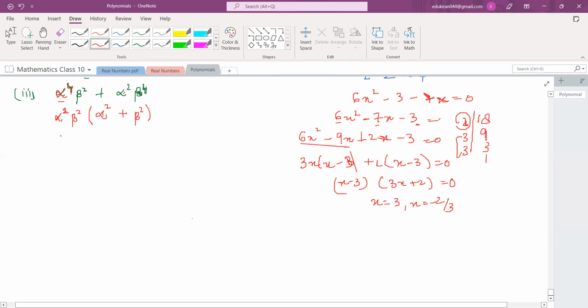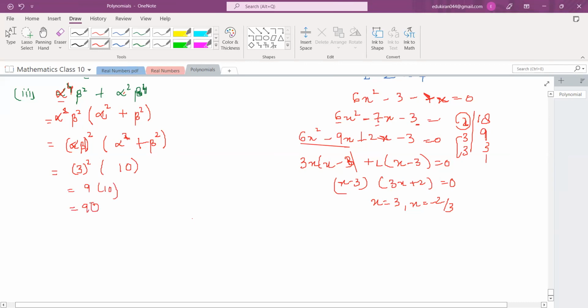Now I can write it as alpha square beta square, which can be written as alpha beta whole square. You have studied this in exponents and powers, right? And then alpha square plus beta square. How much is the value of alpha beta? It's 3, so it's 3 square. And alpha square plus beta square I've already calculated, it was 10. So this is 9 into 10, and this is equal to 90.